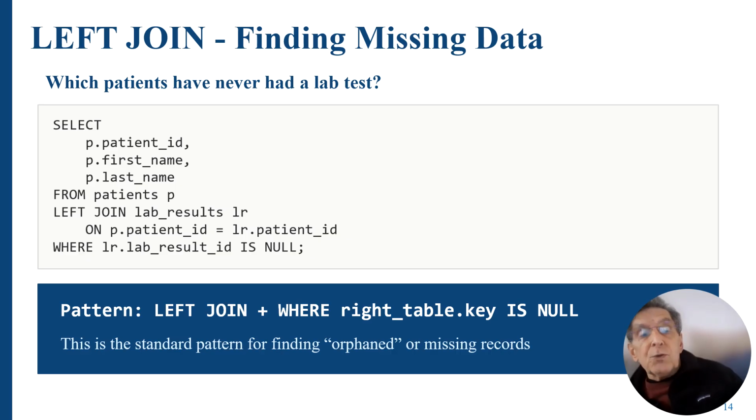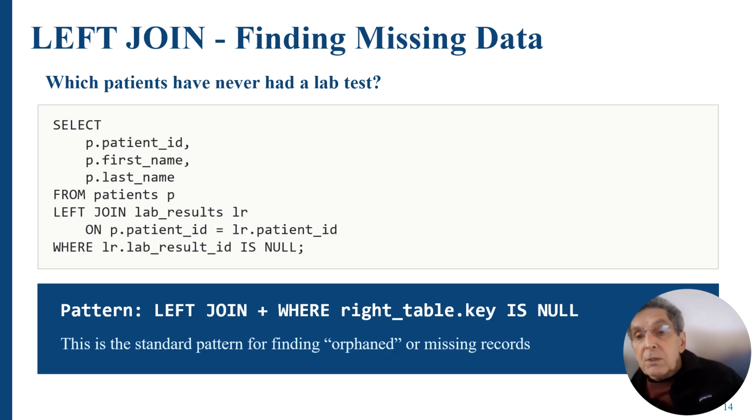Here's a powerful pattern that you'll use often. The left join combined with is null in the where clause. Look at this carefully. This query finds all the patients who have never had a lab test. We left join patients to the lab results on the patient ID, and this gives us all patients with nulls for those who have no lab records. Then we add where lab result is null, and this filters to only the rows where there was no match in the lab results table.